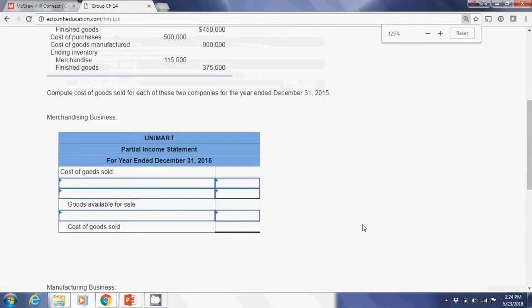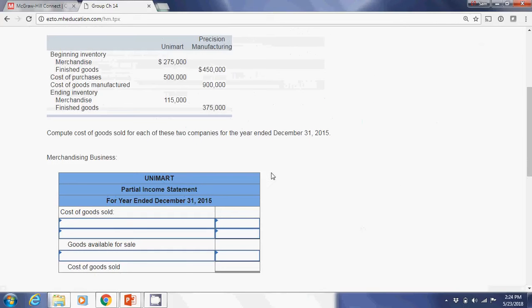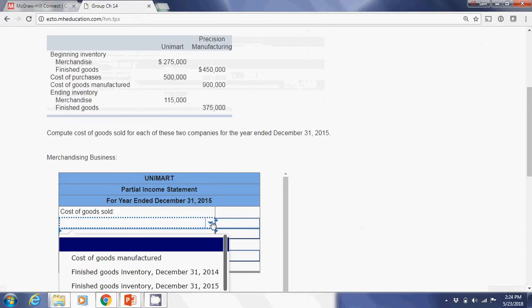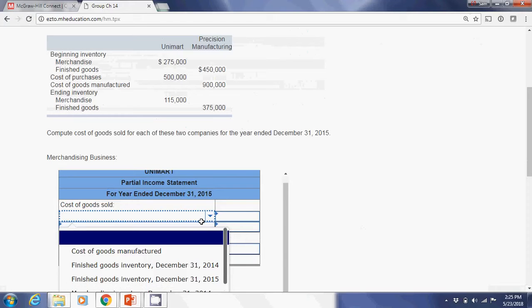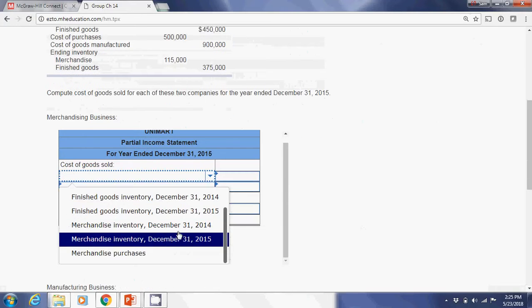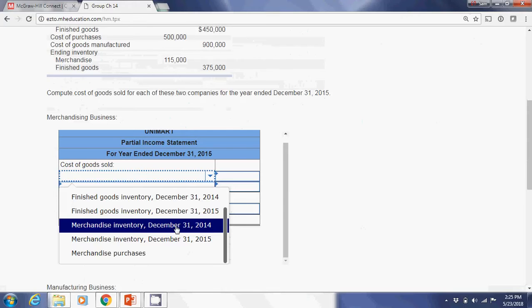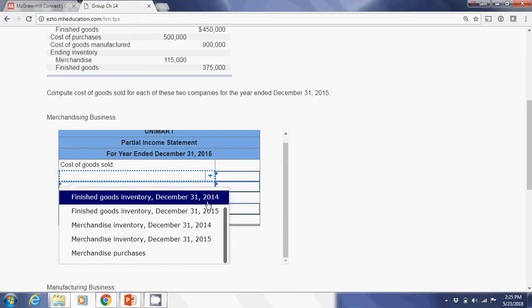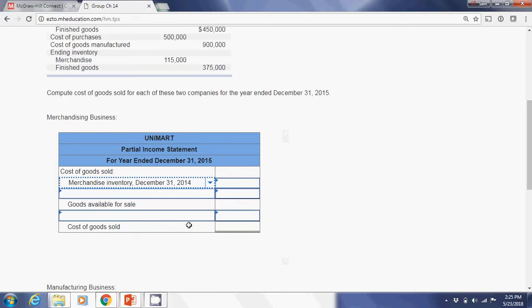Looks like I probably need to make this just a tad bit smaller. How do we do it? Well, if you remember, I said that it's a formula that you just need to memorize. You really should memorize it. We always need our beginning first. So we need our beginning inventory, obviously, for merchandise, since we're talking about a merchandiser. So we want our merchandise inventory at December 31, 14. Why 14? Because this is 15. This has to be the beginning inventory.